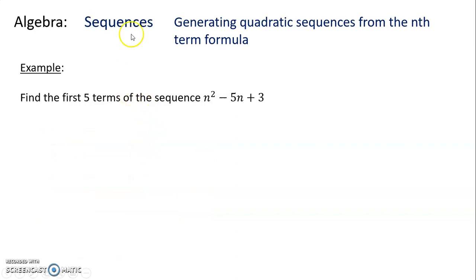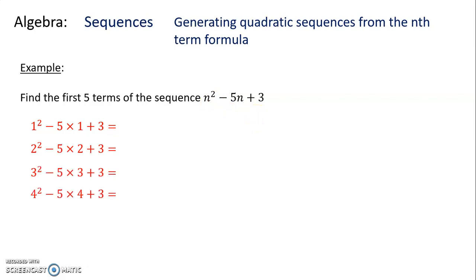Okay, slightly harder again, but I'd like you to pause the video and see if you can generate the first 5 terms of this sequence. Okay, so you should have 1 squared subtract 5 multiplied by 1 add 3. So I've just substituted in for my n's a 1. Then I'm going to do the same for the second term, the third term, the fourth term, and the fifth term. But this 3 isn't connected to an n, so it's just add 3 every time.